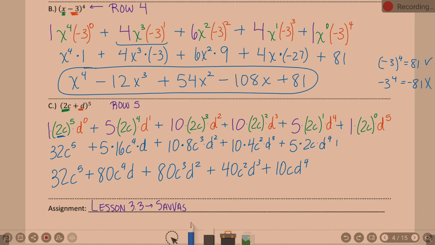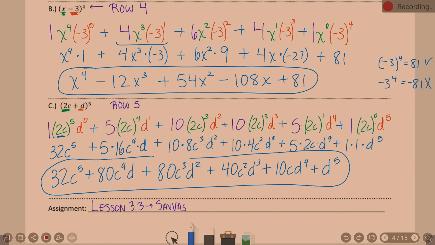And the 1 is 1. 2c to the 0, anything raised to 0 is 1. So we just end up with d to the 5th. Okay, guys. I threw an example with a negative in there. I threw an example where the variable has a coefficient. Those are some of the tricks you're going to run into.